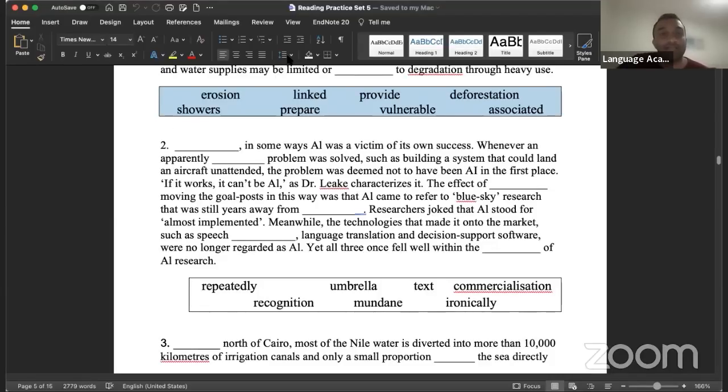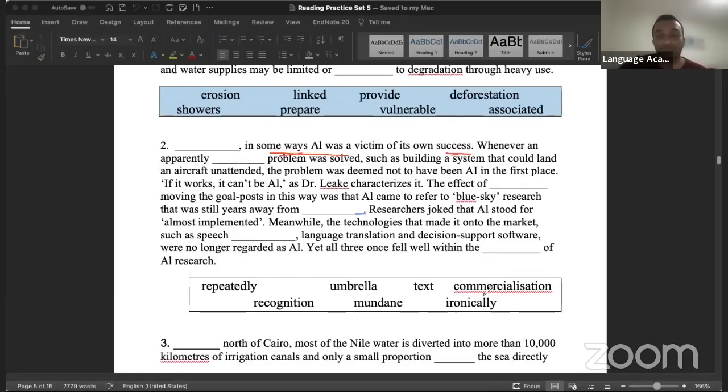Look at that. It says that dash in some ways AI was a victim. AI was a victim of its own success. Whenever an apparently dash problem was solved, such as building a system that could land an aircraft unattended, the problem was deemed not to have been AI in the first place. Dash in some ways AI was a victim of its own success.